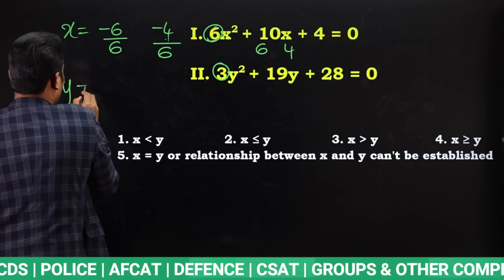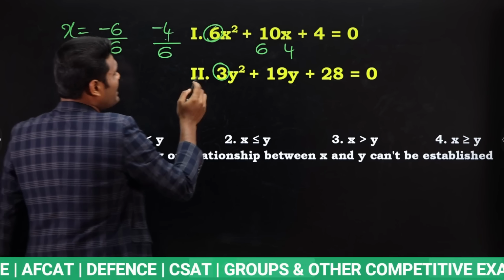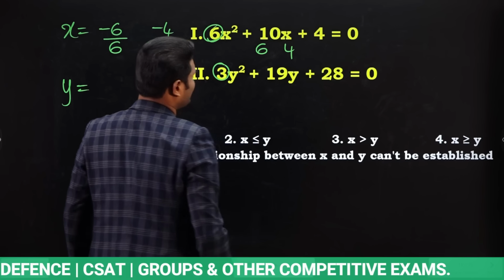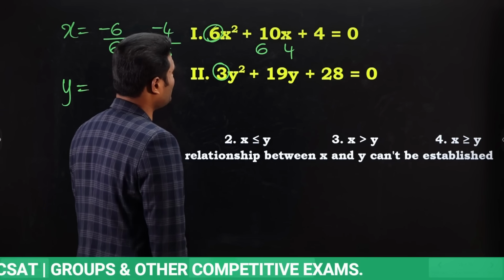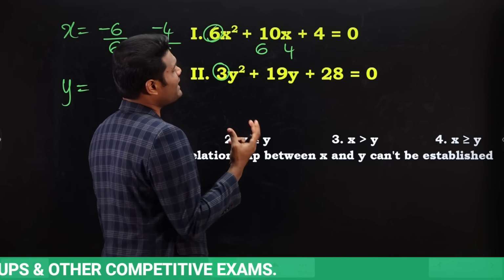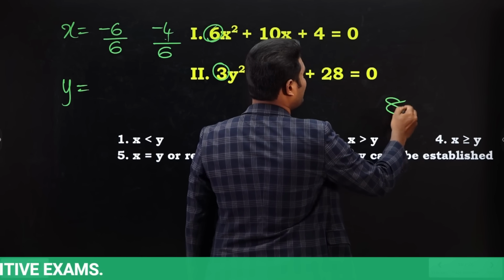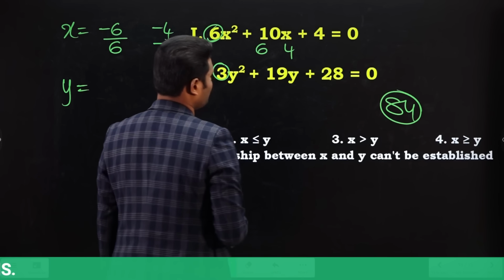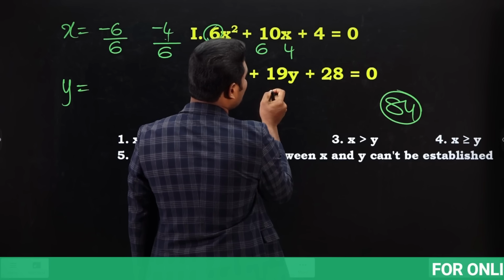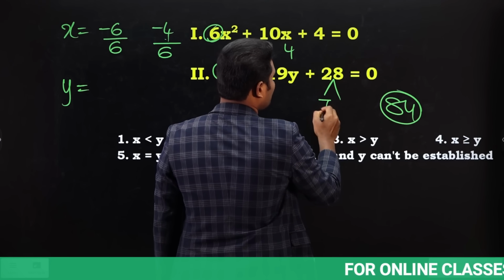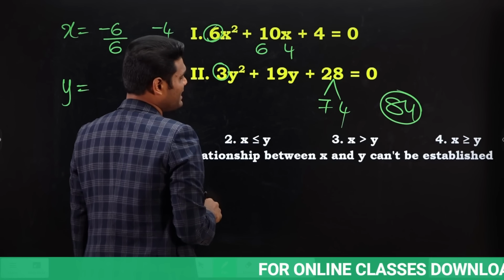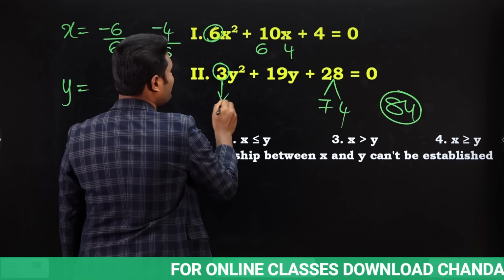Now similarly, look at y. What happens to y? If you observe, 3 times 28, 3 times 28, this will be how much? If you multiply 3 times 28, 60 plus 24, this will be 84. Yes or no? This will be 84. Now how can you write this 19? Now if you observe here, this is like 4 times 7. Yes or no? 28. 4 times 7, here I am having 3.